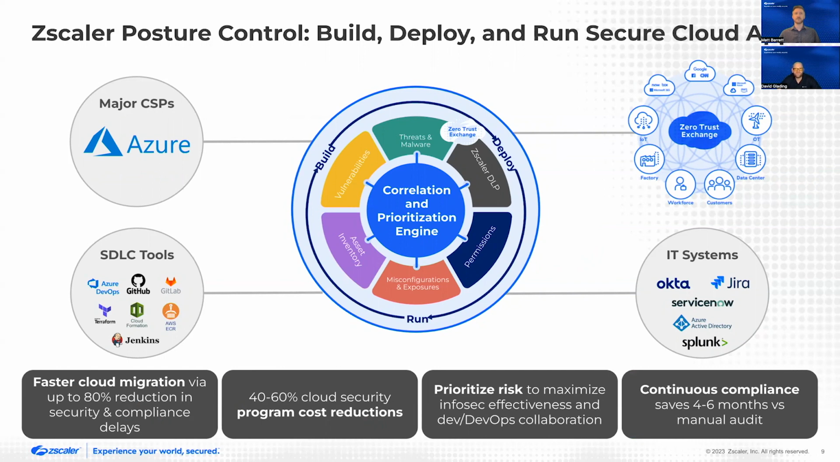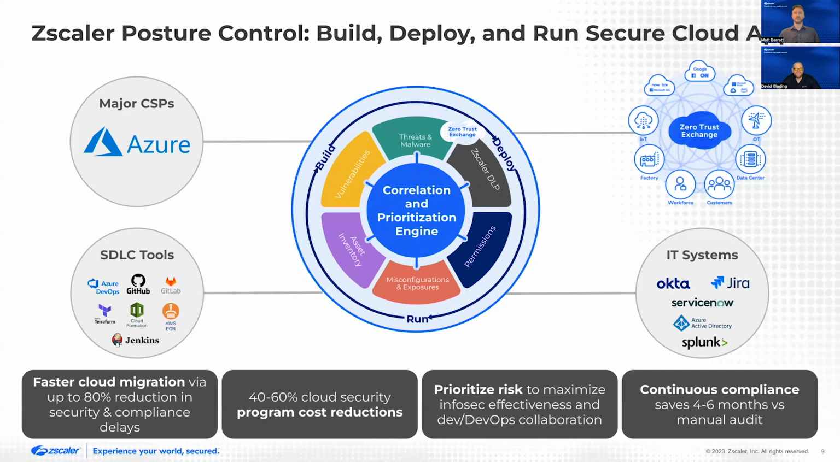Input signals include a complete cloud asset inventory, misconfigurations, excessive entitlements and permissions, internet exposure, unpatched vulnerabilities, and also sensitive data. Through these capabilities, Posture Control is able to consolidate numerous point products, including Cloud CMDB, CSPM, CIAM, DLP, KSPM, and vulnerability scanning into a single unified platform.